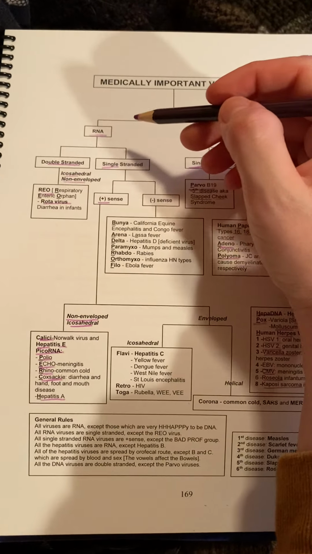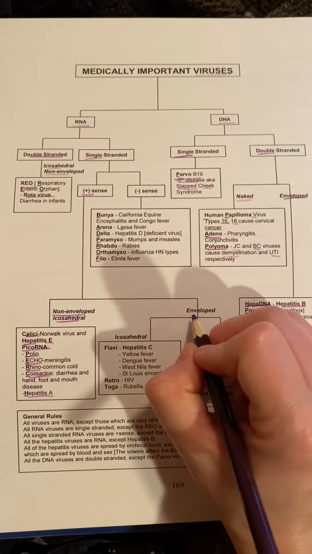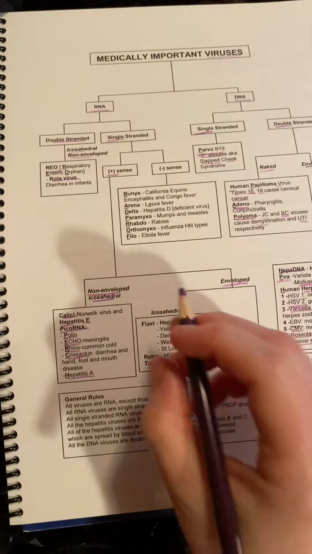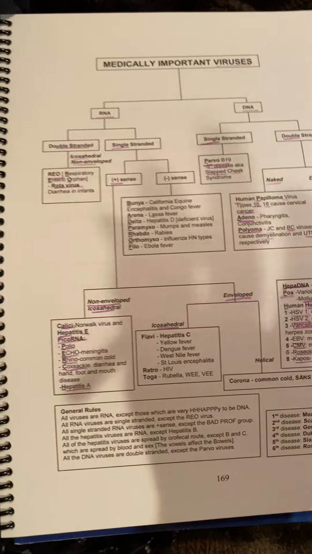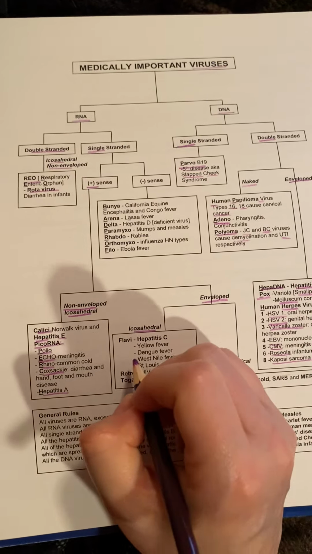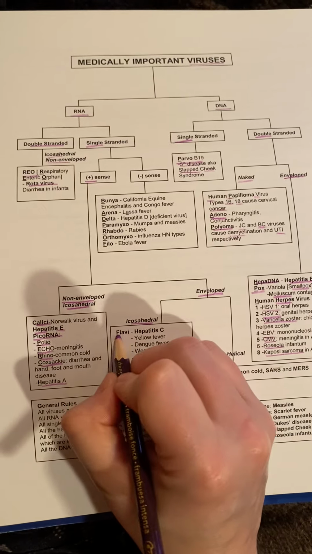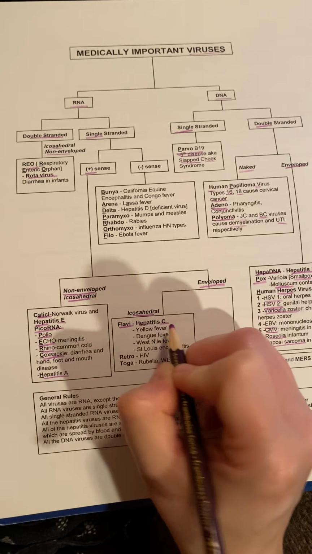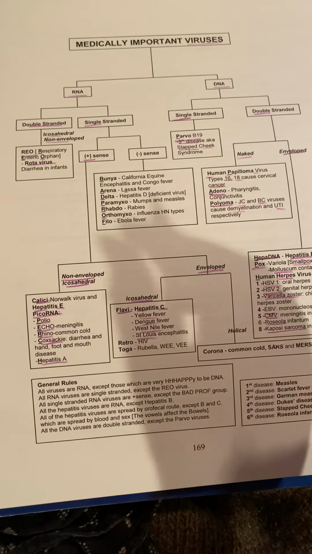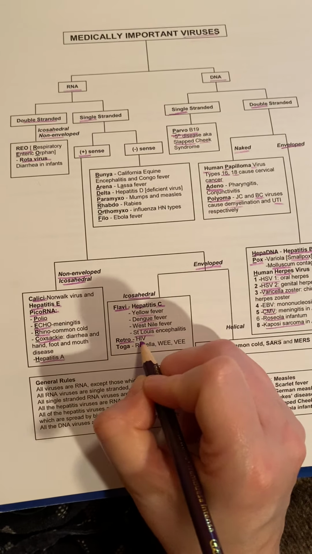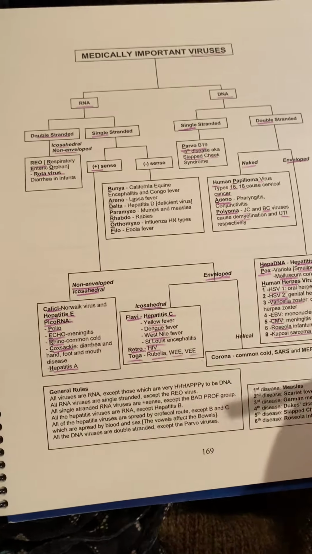Here we are, RNA, single-stranded, positive sense, enveloped, icosahedral. I'm just going to say I don't think this is the chart for me, but we will just keep going with it. So, RNA, single-stranded, positive sense, icosahedral. Flavi: Hep C, yellow fever, dengue fever, West Nile fever, St. Louis encephalitis. Retrovirus like HIV, toga, rubella.